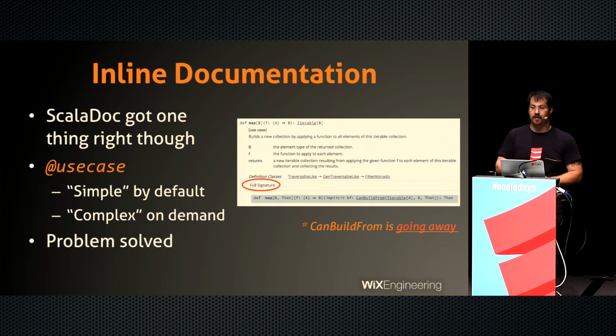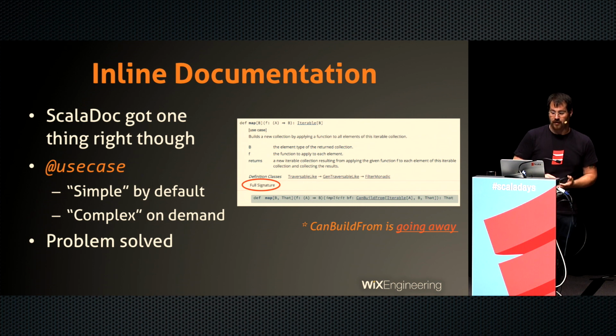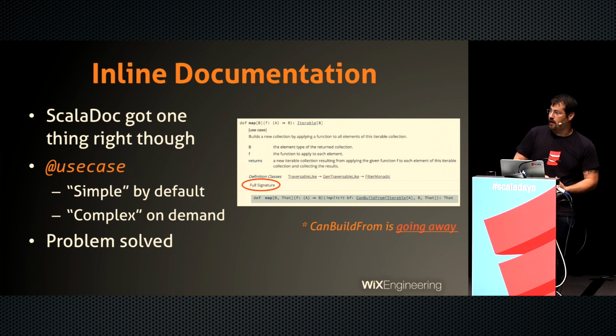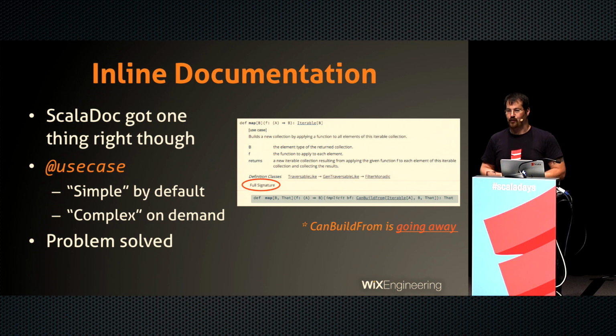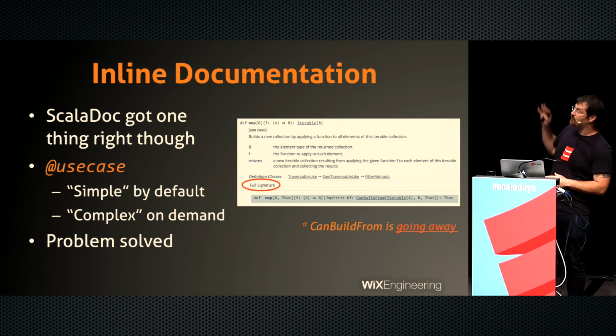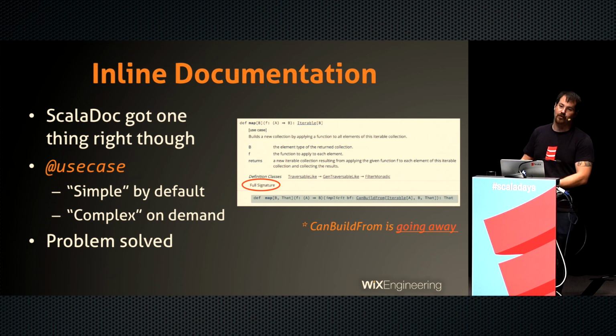ScalaDoc did get one thing very much right, though, and I don't think people appreciate this enough. There is a use case annotation in ScalaDoc where you can take something like the map function and actually provide a simplified, use-case-oriented view of the signature for that function. So software developers who go into that function and try to look up the signature and documentation for it will first see the simplified version, which doesn't have anything to do with CanBuildFrom. It's pretty straightforward. It just gives you the gist of what it is and how to use the function.